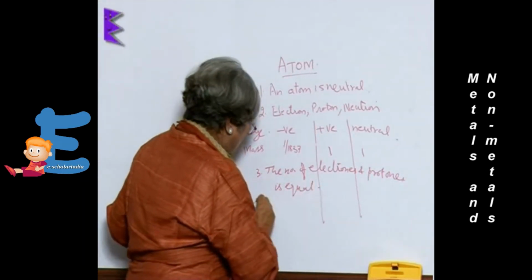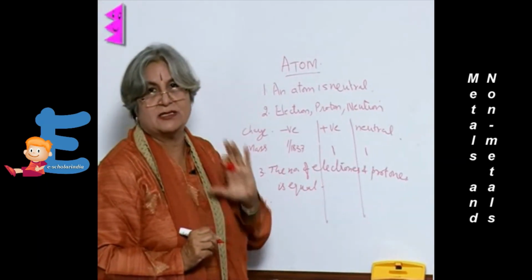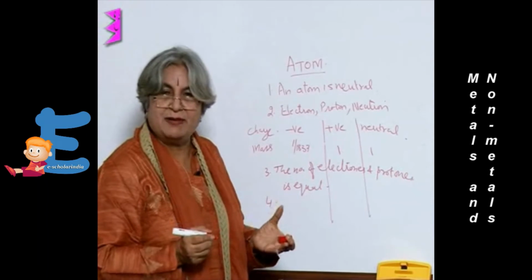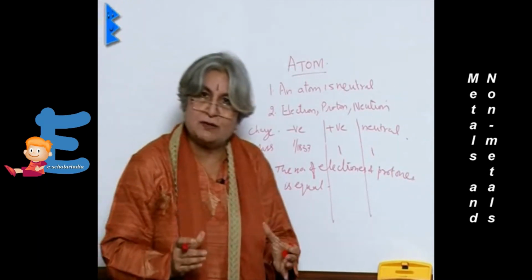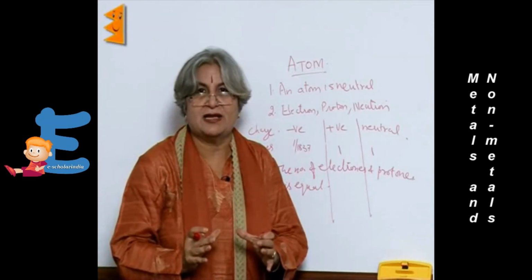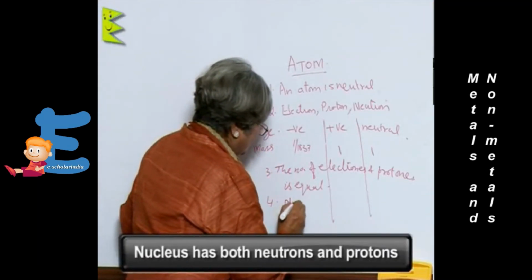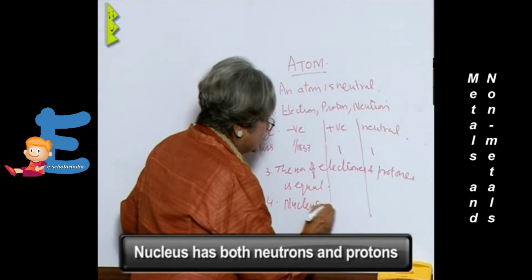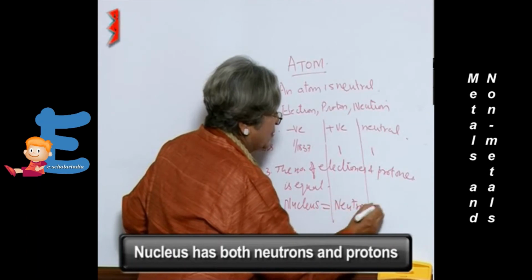See, each atom has a central core which is called nucleus, and nucleus is positively charged. So what does that mean? It has both neutron as well as proton, which also means that most of the mass of the atom is in the nucleus. Nucleus is equal to neutron plus proton.